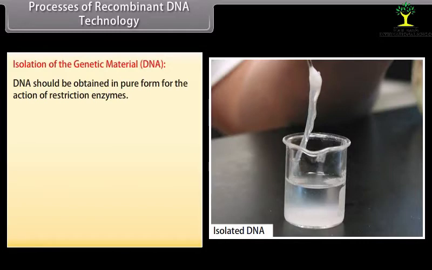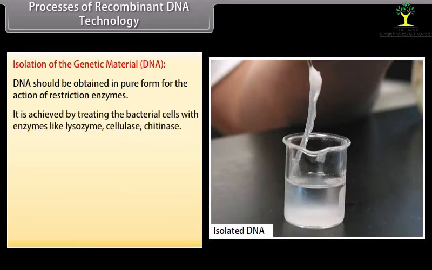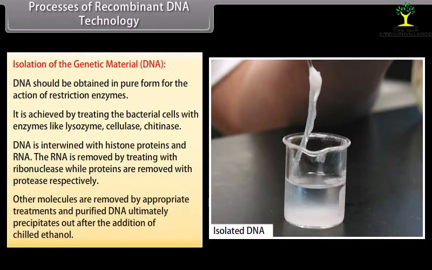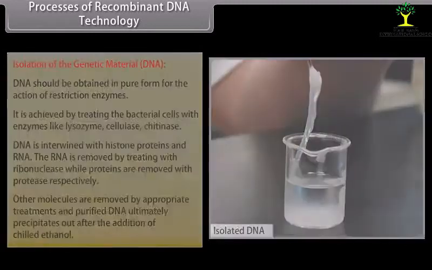Isolation of the genetic material, DNA. DNA should be obtained in pure form for the action of restriction enzymes. It is achieved by treating the bacterial cells with enzymes like lysozyme, cellulase, and chitinase. DNA is intertwined with histone proteins and RNA. The RNA is removed by treating with ribonuclease, while proteins are removed with protease, respectively. Other molecules are removed by appropriate treatments, and purified DNA ultimately precipitates out after the addition of chilled ethanol.